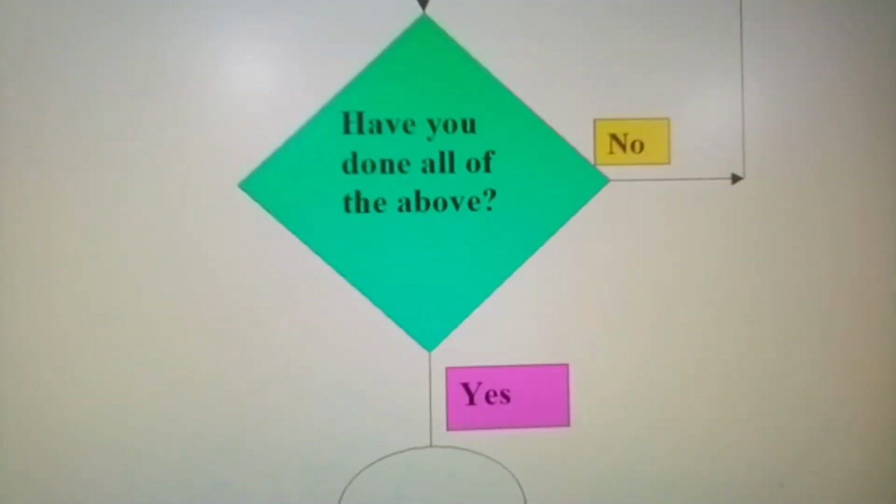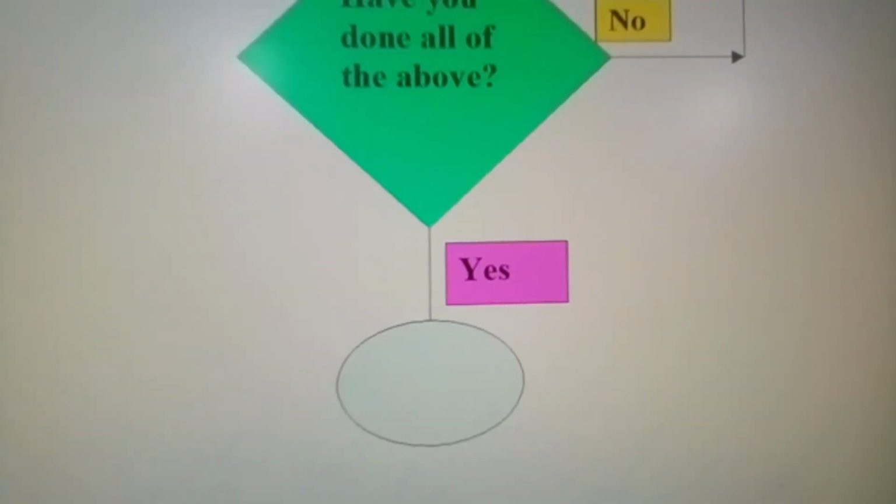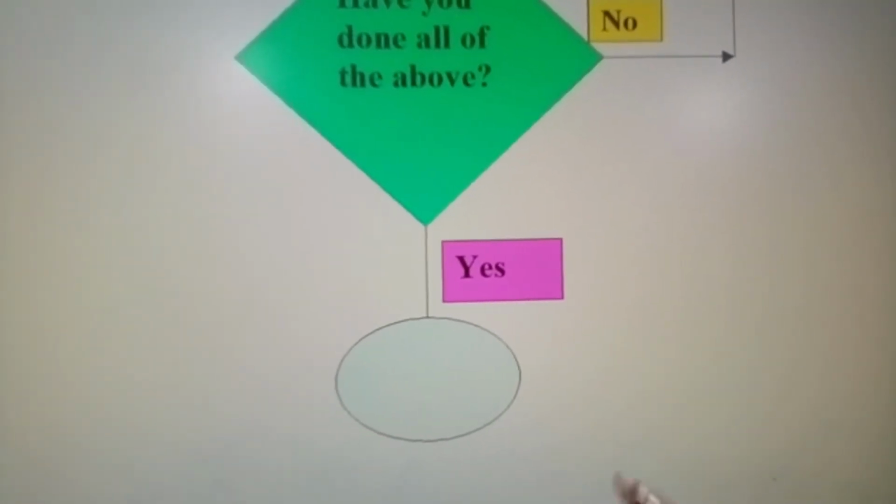Assuming yes, we now move on. The 0 indicates a link, okay, a continuation. This here indicates a continuation link in respect of a flowchart, okay.